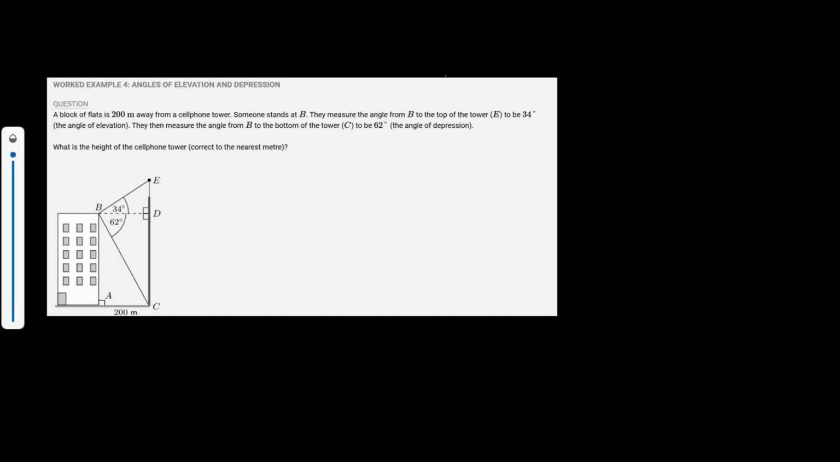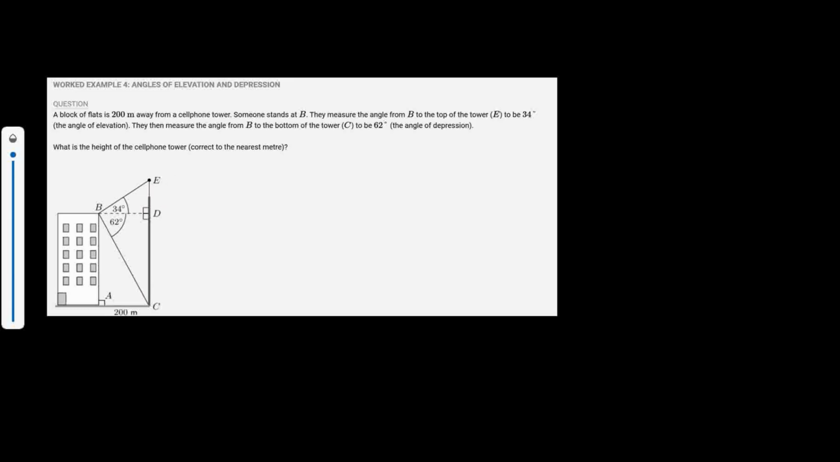Right, okay, let us look at our last example for today, and that has to deal with the angle of elevation and depression. Let's read the question and mark our notes on the diagram as well. It reads, a block of flats is 200 meters away from a cell phone tower. So let's stop there. Let's look at what they mean. A block of flats, this is the flats, and it's 200 meters away from the cell phone tower. So let's assume that this line CE is the cell phone tower.